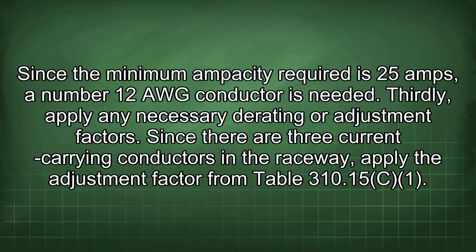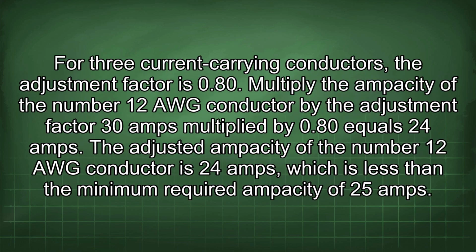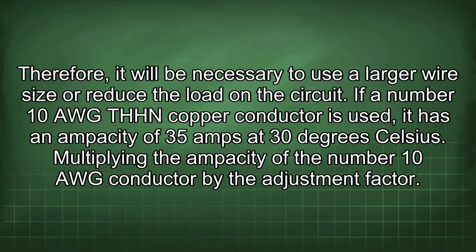Thirdly, apply any necessary derating or adjustment factors. Since there are 3 current-carrying conductors in the raceway, apply the adjustment factor from Table 310.15. For 3 current-carrying conductors, the adjustment factor is 0.80. Multiply the ampacity of the number 12 AWG conductor by the adjustment factor: 30 amps multiplied by 0.80 equals 24 amps. The adjusted ampacity of the number 12 AWG conductor is 24 amps, which is less than the minimum required ampacity of 25 amps. Therefore, it will be necessary to use a larger wire size or reduce the load on the circuit.